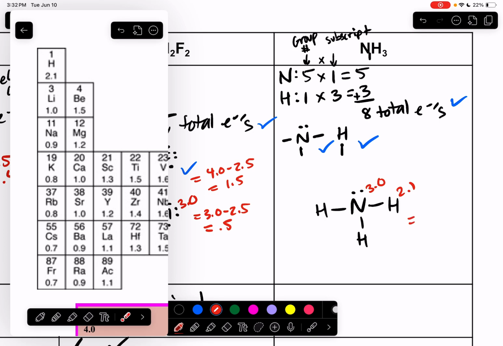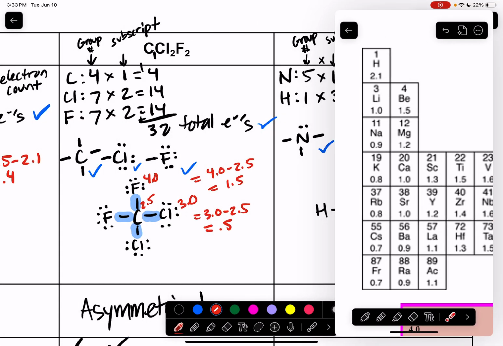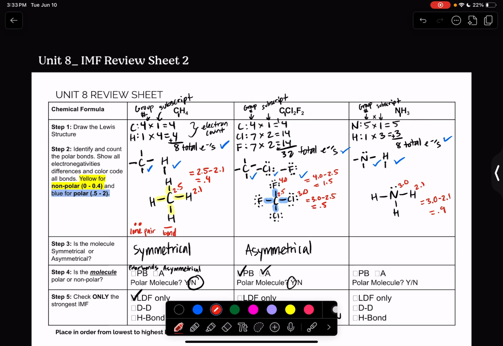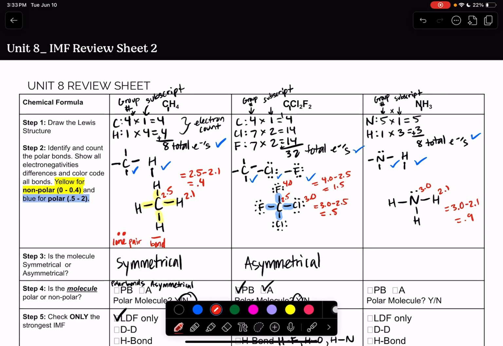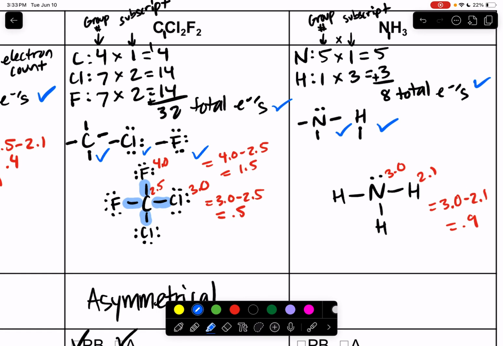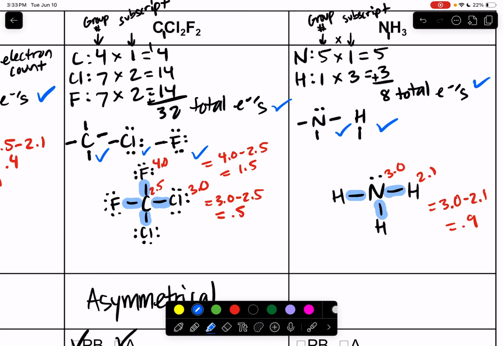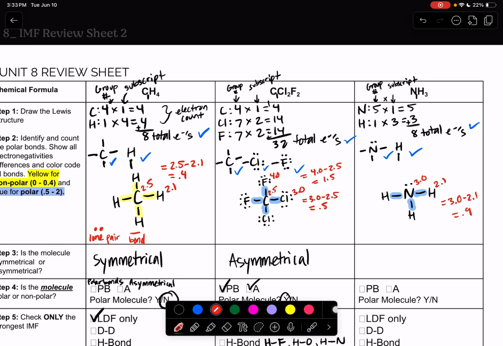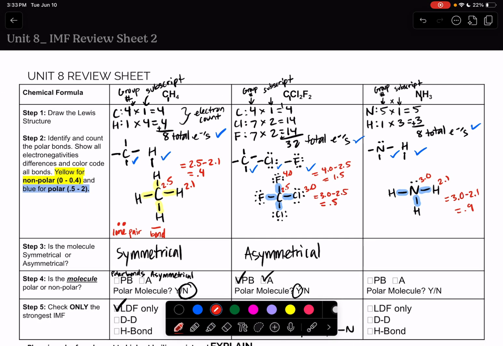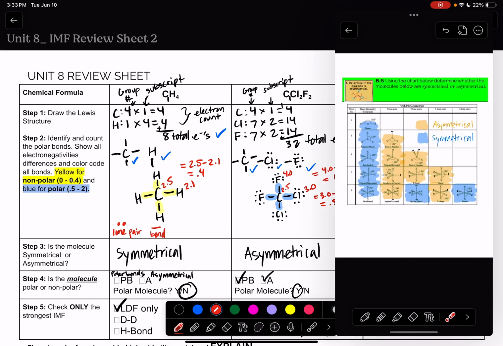Remember, bigger number minus smaller number. So this is going to be equal to 0.9. And if I look at my scale, since it's between 0.5 and 2, that's going to be blue. So I have some blue polar bonds, so I'm going to highlight these blue. And now I can move on to the next step, which is figuring out if this structure is symmetrical or asymmetrical.